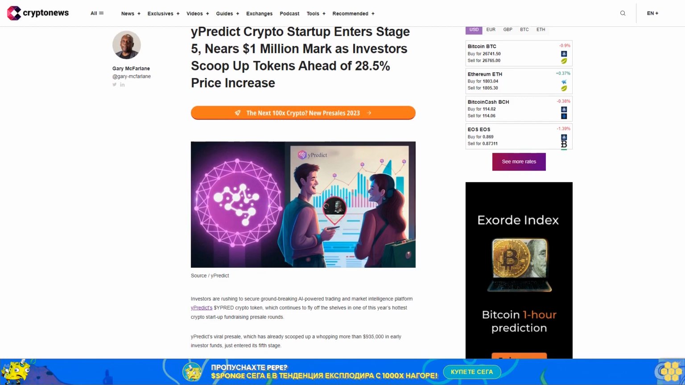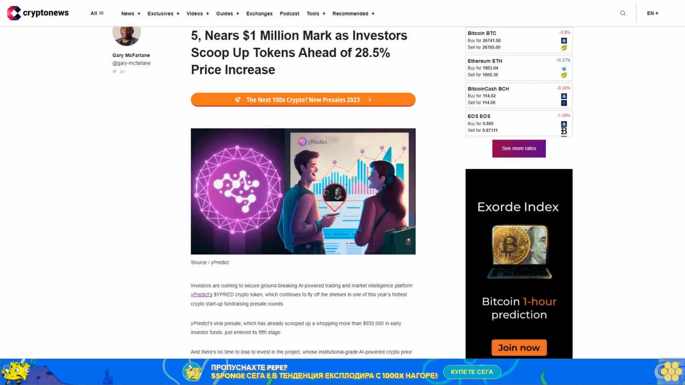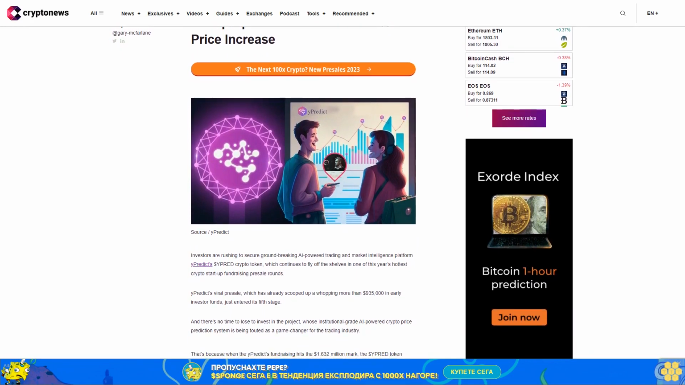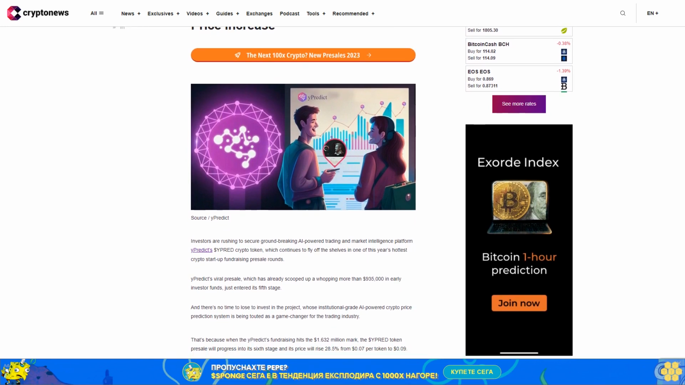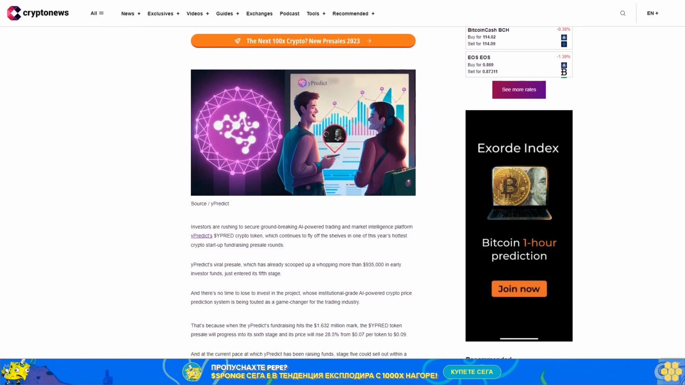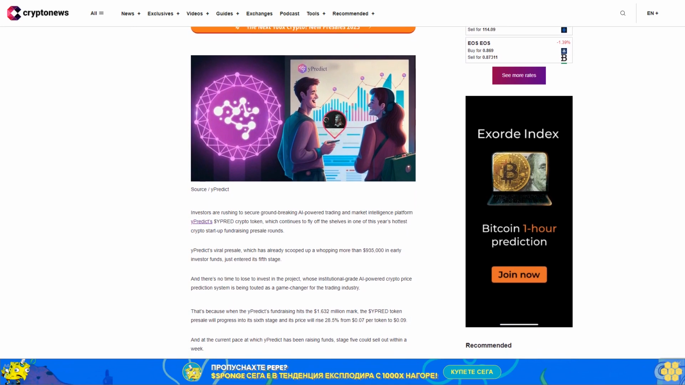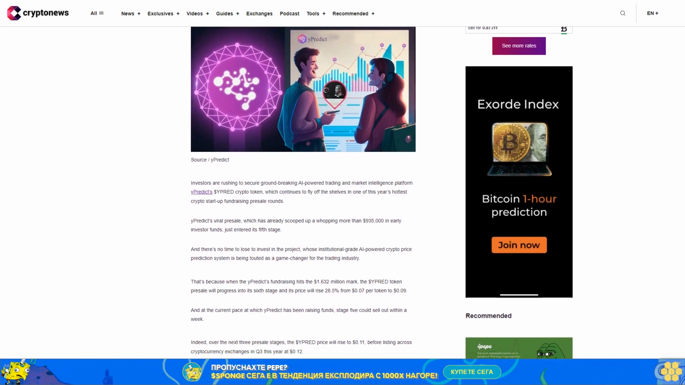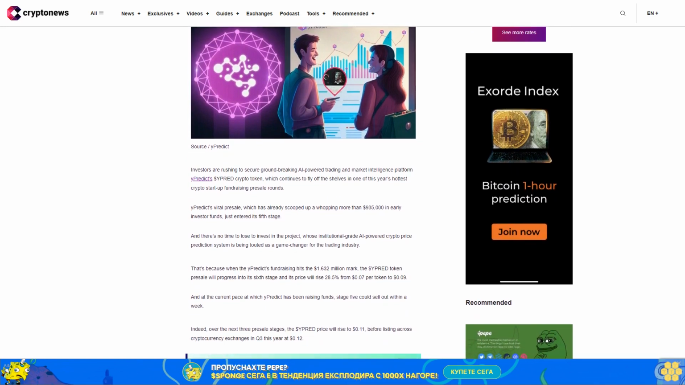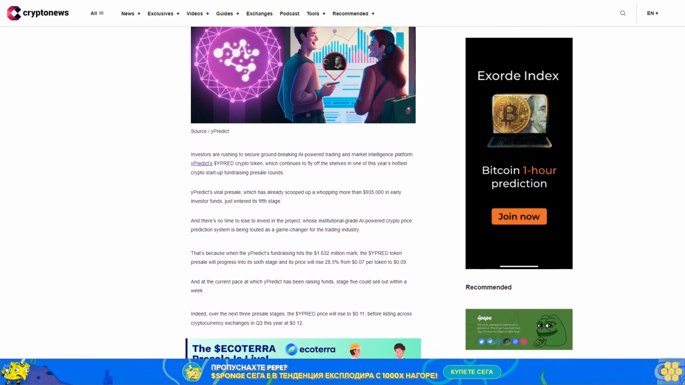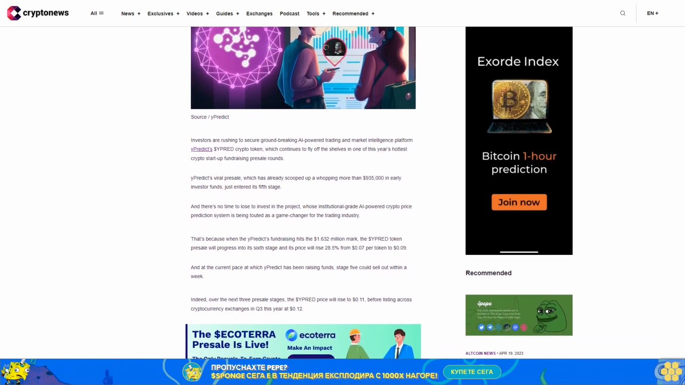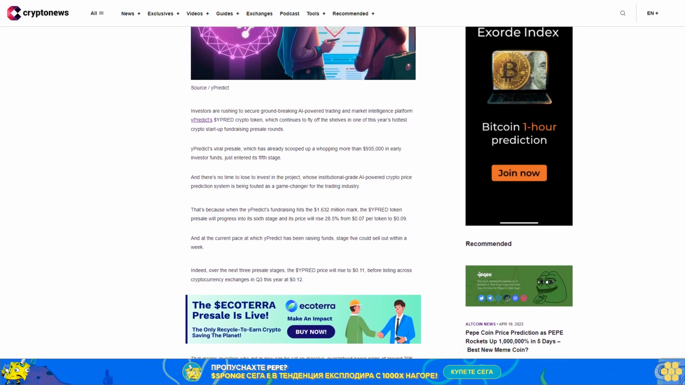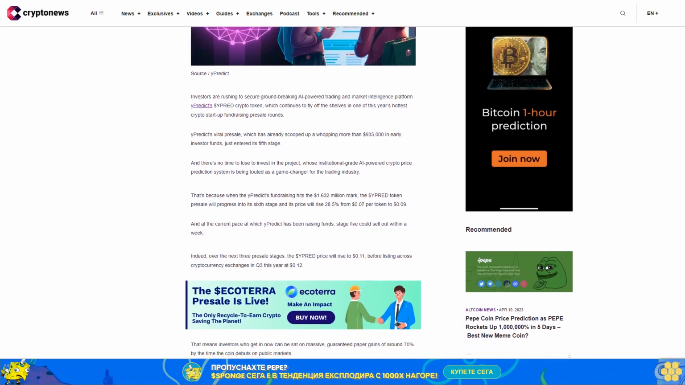YPredict crypto startup enters stage 5, nears $1 million mark as investors scoop up tokens ahead of 28.5% price increase. Investors are rushing to secure a groundbreaking AI-powered trading and market intelligence platform YPredict's yPred crypto token, which continues to fly off the shelves in one of this year's hottest crypto startup fundraising presale rounds. YPredict's viral presale, which has already scooped up more than $935,000 in early investor funds, just entered its fifth stage. And there's no time to lose to invest in the project, whose institutional-grade AI-powered crypto price prediction system is being touted as a game-changer for the trading industry.